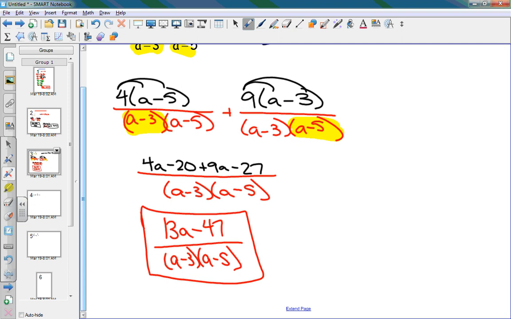So what can A not be? 3 and negative 5. Do we understand that, yes or no? Or 3 and 5. Sorry, positive 5. Thank you. I just read it wrong. We good?